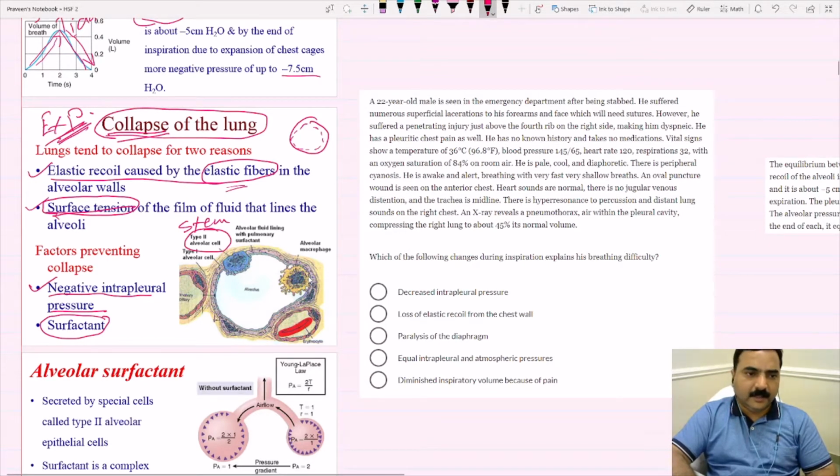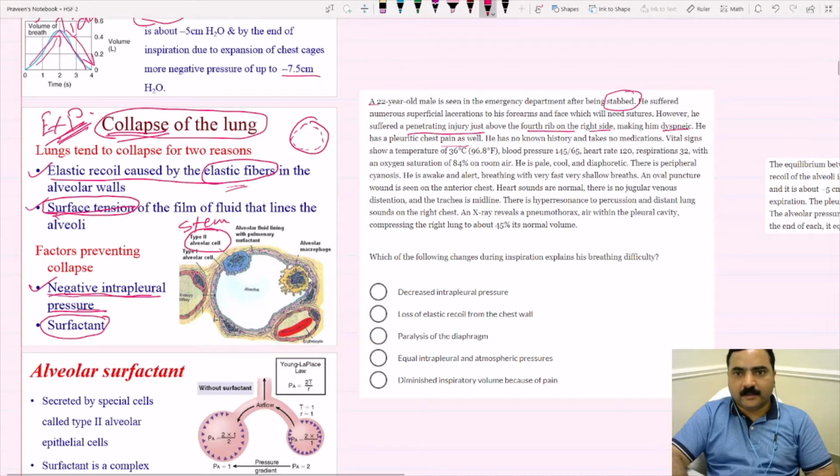In order to understand the importance of this negative intrapleural pressure, let us discuss one question. A 22-year-old male is seen in the emergency department after being stabbed. He suffered numerous superficial lacerations to his forearm and face with needle stitches. However, he suffered a penetrating injury just above the fourth rib on the right side, making him dyspneic. He has pleuritic chest pain as well. He has no known history and takes no medication.